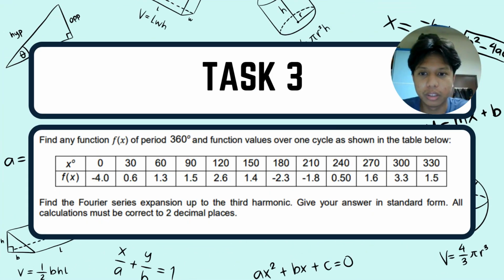Lastly, for task 3, the question asks us to find the function f(x) of period 360 degrees, with function values over one cycle as shown in the table below, and find the Fourier series expansion up to the third harmonic and give your answer in standard form. All calculations must be corrected to 2 decimal places.